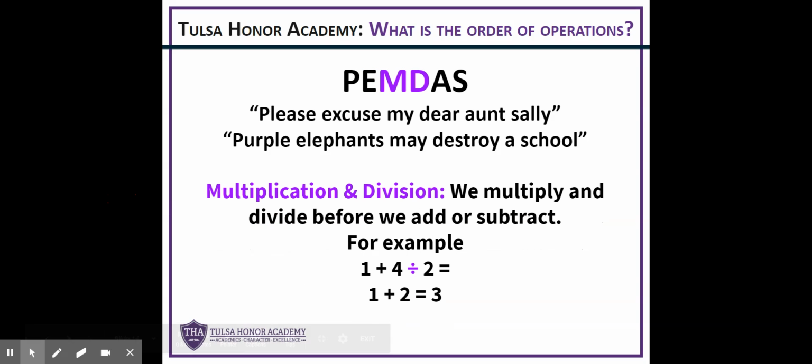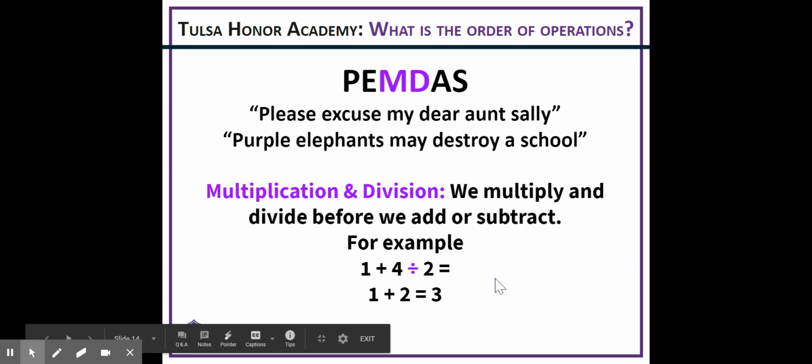Next, we have multiplication and division. We multiply and divide before we add or subtract. So for example, in 1 plus 4 divided by 2, I'm not going to do 1 plus 4 first. I got to divide 4 divided by 2 before I even think about adding. So when I do 4 divided by 2, that equals 2, and 1 plus 2 equals 3.